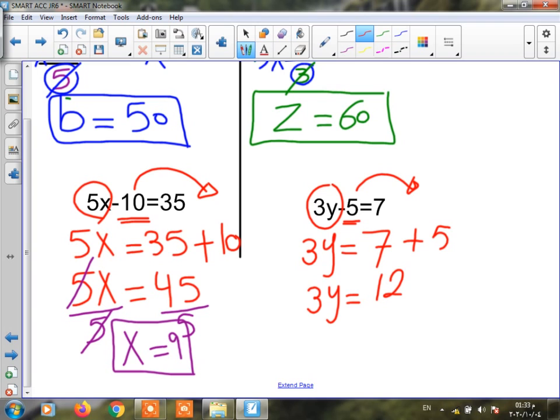So I want to get the value of y by dividing the whole side by 3, like a fraction. 3 divided by 3 equals 1, so the result will be 1. 12 divided by 3 equals 4, so the result here will be 4. The next one.